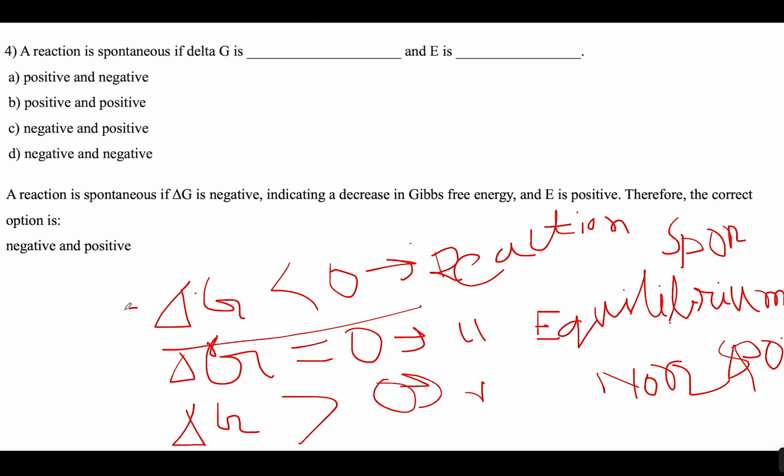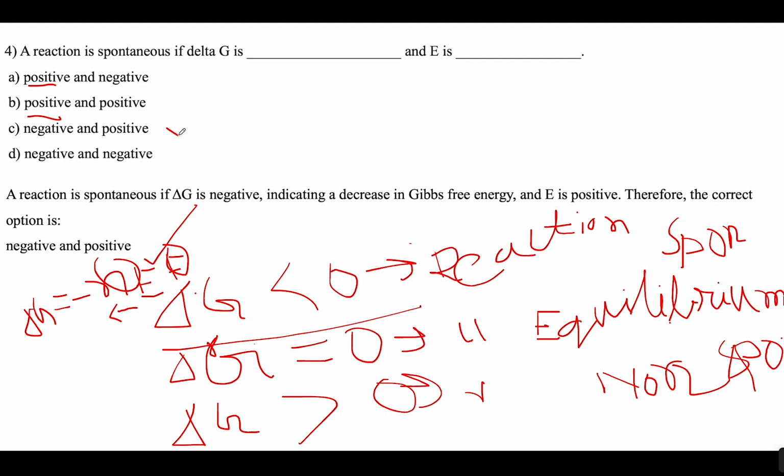In this case, delta G should be less than 0. So for that we need delta G equals minus nFE. If these two terms are constant, then E should be positive so that delta G becomes negative, and the reaction is spontaneous.